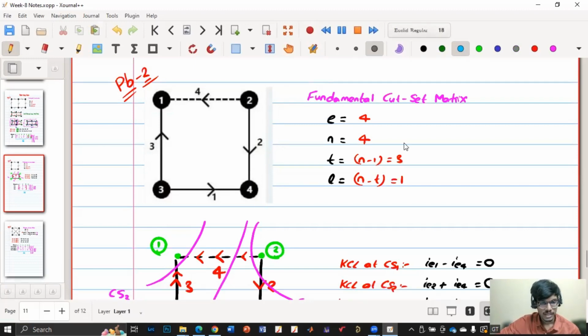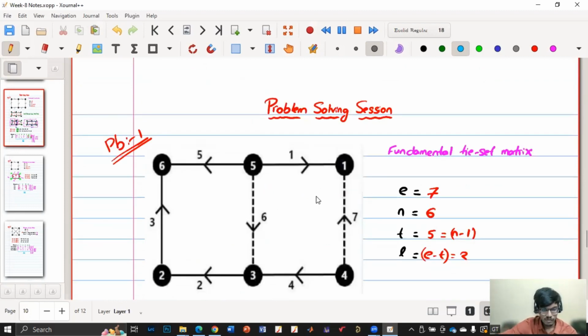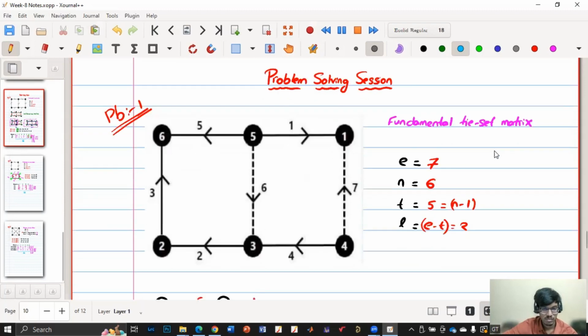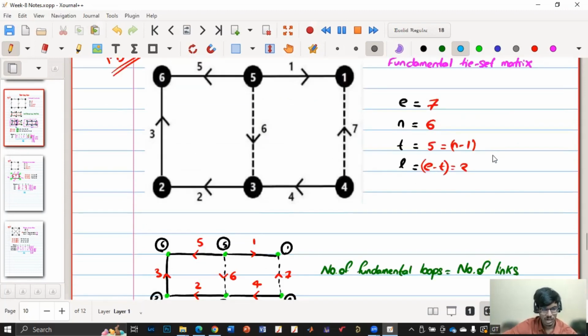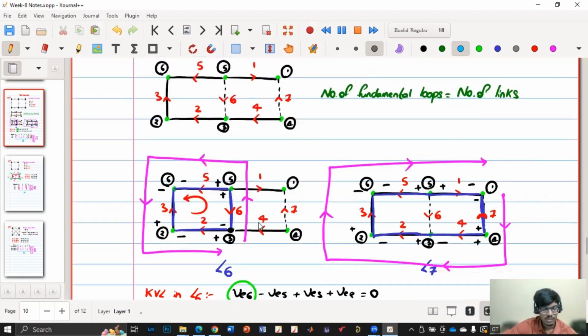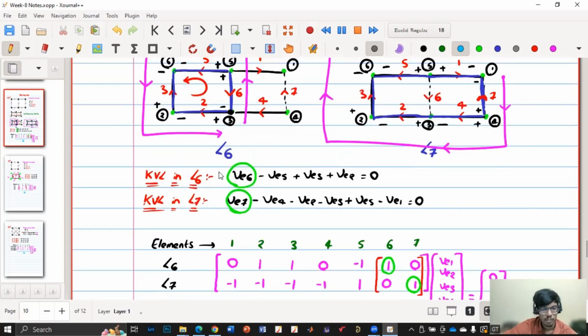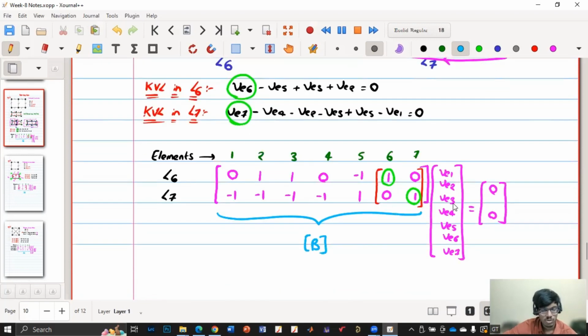So just to summarize, first in the problem solving session, we have considered the fundamental tie set matrix, which is dependent upon fundamental loops, and the number of fundamental loops is equal to the number of links. So we have found out the links, and then we have to consider the direction of traverse in such a way that the element voltages of links should be positive. So here it is coming in this direction, here it is coming in this direction, and we have applied KVL, and then we have written it in terms of a matrix to get B.